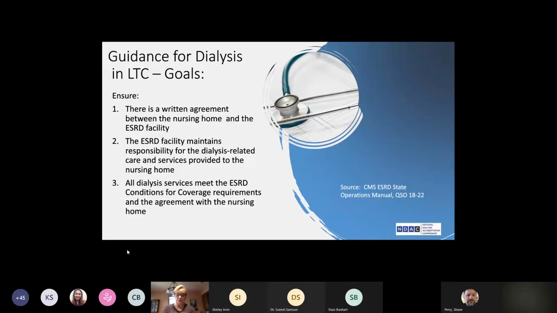That has to spell out who's responsible for what during the treatment, before and after. And the ESRD, no matter who's providing the dialysis, whether it's the dialysis staff or nursing home staff, the ESRD facility is responsible for the dialysis-related care and services. And all the services have to meet the ESRD conditions for coverage. It's expected that home patients, whether in nursing homes or in their own homes, receive the same level of care as an in-center patient. And the agreement also spells out things that have to be met, more or less like a policy and procedure, for instance, that you always have to meet, even if they are more stringent than the actual regulations. Next slide.